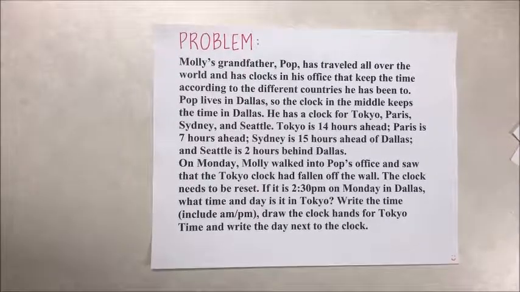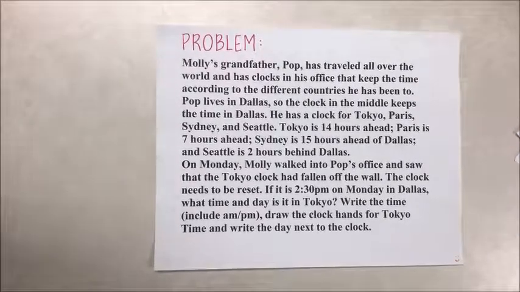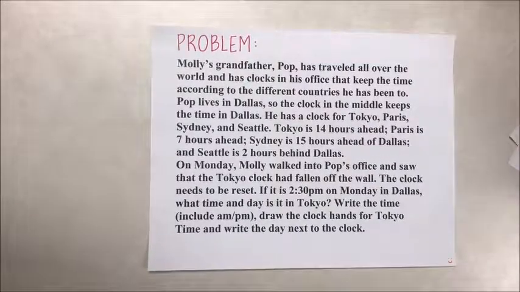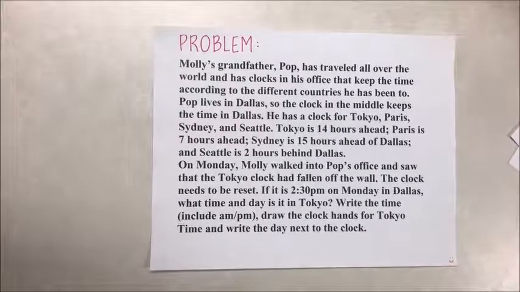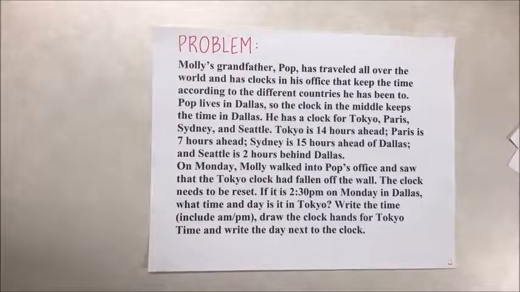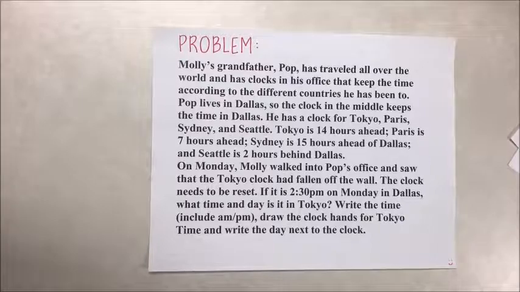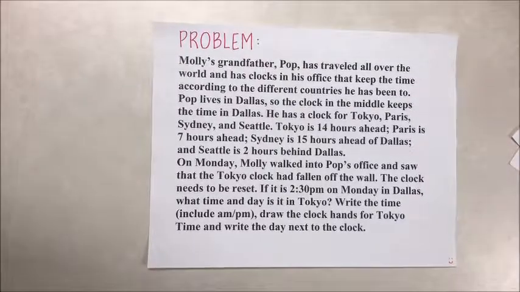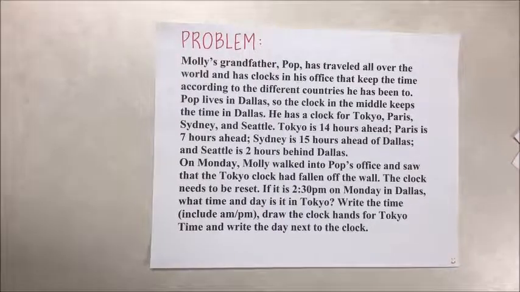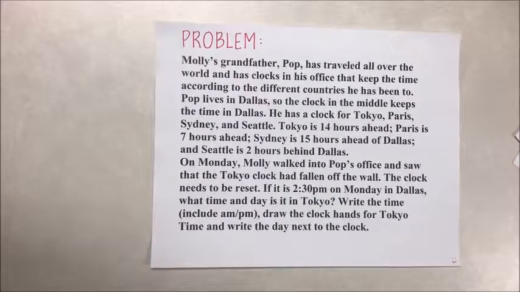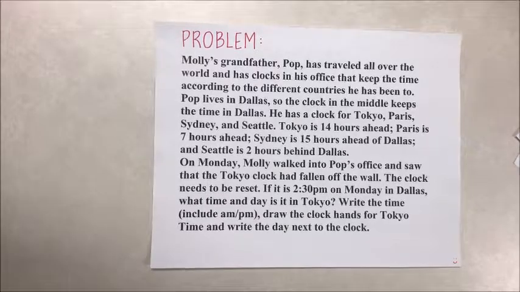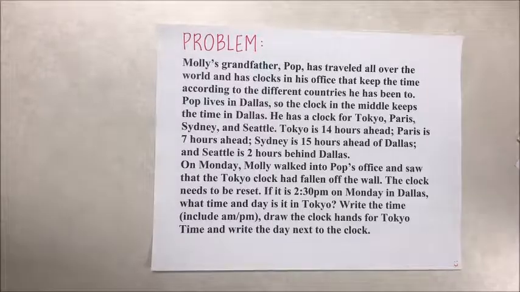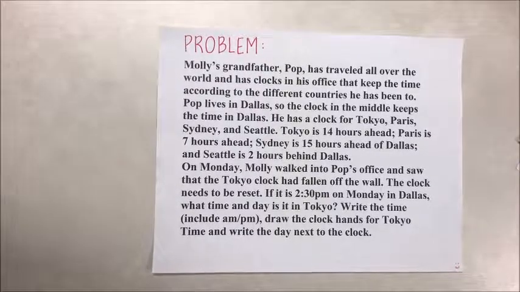Tokyo is 14 hours ahead, Paris is 7 hours ahead, Sydney is 15 hours ahead of Dallas, and Seattle is 2 hours behind Dallas. On Monday, Molly walked into Pop's office and saw that the Tokyo clock had fallen off of the wall. The clock needs to be reset. If it is 2:30 p.m. on Monday in Dallas, what time and day is it in Tokyo?